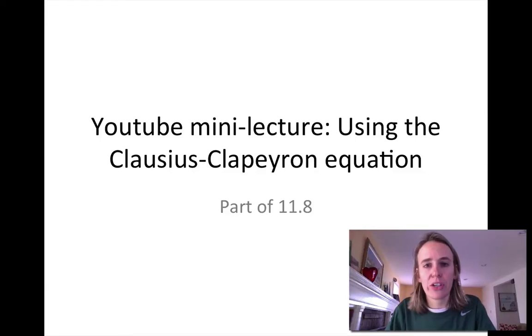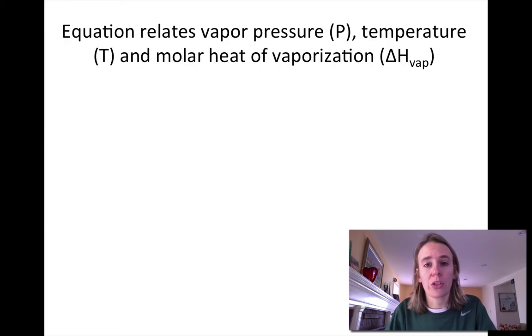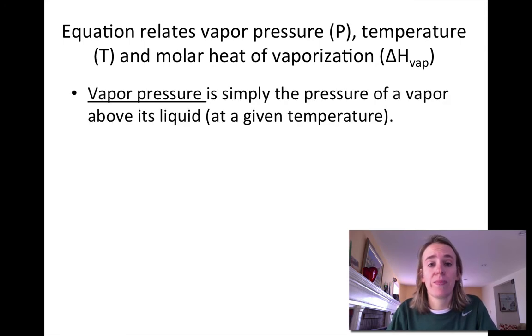This is a video demonstration of how to use the Clausius Clapeyron equation. I went over this example in class, but I'm correcting it in this video demonstration. So let's talk about first though what it is and why we would want to use it. The equation relates together three things: vapor pressure, temperature, and the heat of vaporization.